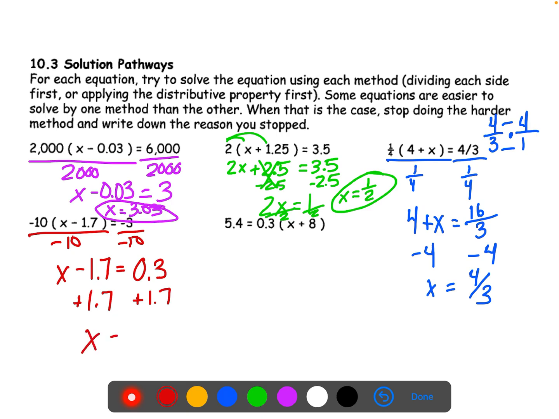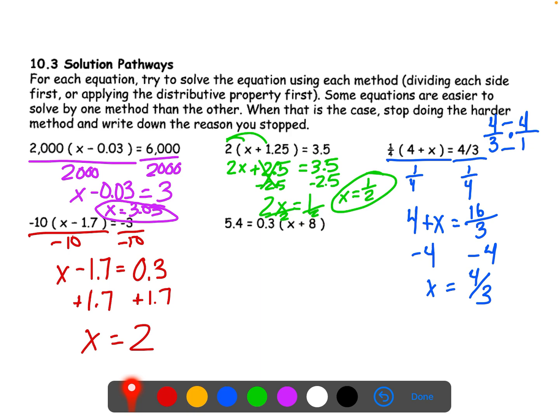And now x equals 2. Okay, take a look at this one. Is it going to be better for us to get rid of this times 3/10, or is it going to be better to distribute it?